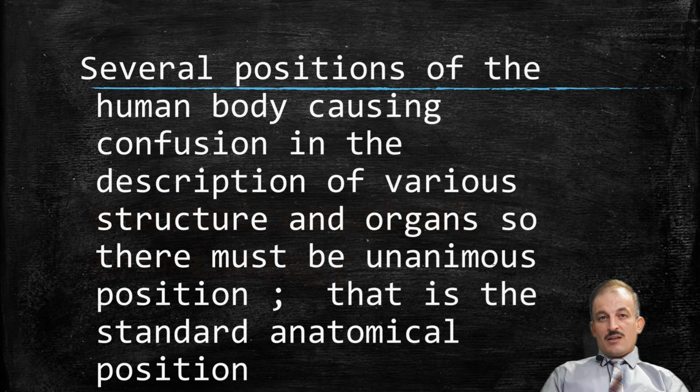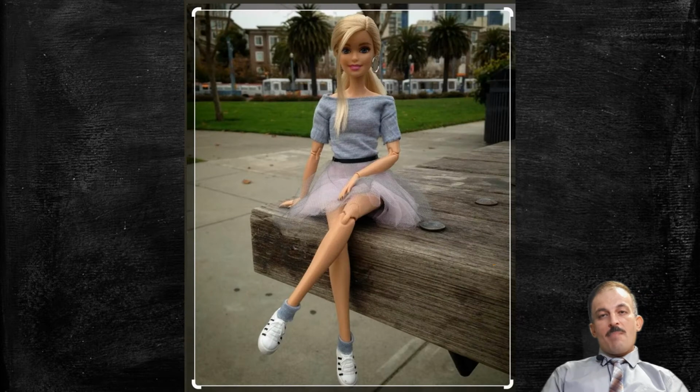There is a global position for the human body to avoid confusion in describing the various parts of human body anatomy. This global position is called the anatomical position. Sometimes it is called the standard anatomical position. Sometimes it is called the normal anatomical position. All are the same.